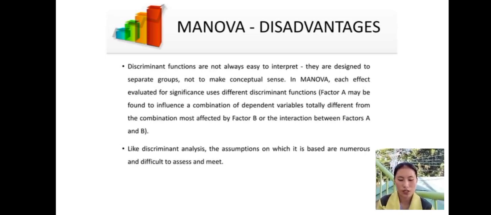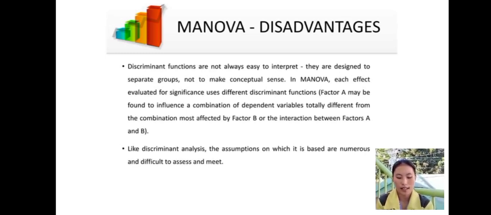MANOVA disadvantages. First, the discriminant functions used in MANOVA, while effective for separating groups, are not always easy to interpret conceptually. A significant effect might be driven by a complex combination of dependent variables, making it challenging to understand the underlying relationships. Second, MANOVA, like discriminant analysis, relies on several assumptions that can be difficult to assess and meet in practice, potentially affecting the validity of the results.